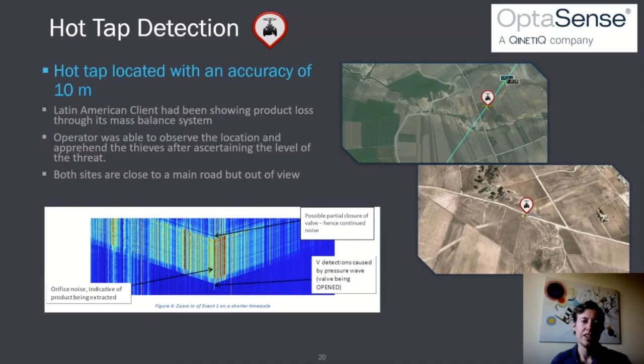A Latin American client was recently showing product loss on their mass balance system. Using the fibre optic detection system installed, they were able to identify the location and apprehend the thieves at 2 separate locations.